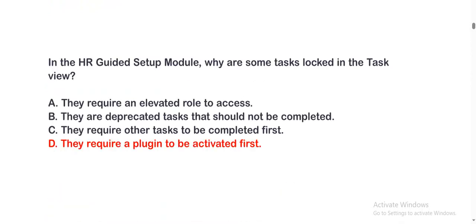Next question is, in the HR guided setup module, why are some tasks logged in the task view? And the options are option A, they require an elevated role to access. Option B, they are deprecated tasks that should not be completed. Option C, they require other tasks to be completed first. And option D, they require a plugin to activate it first. And the correct option is option D.